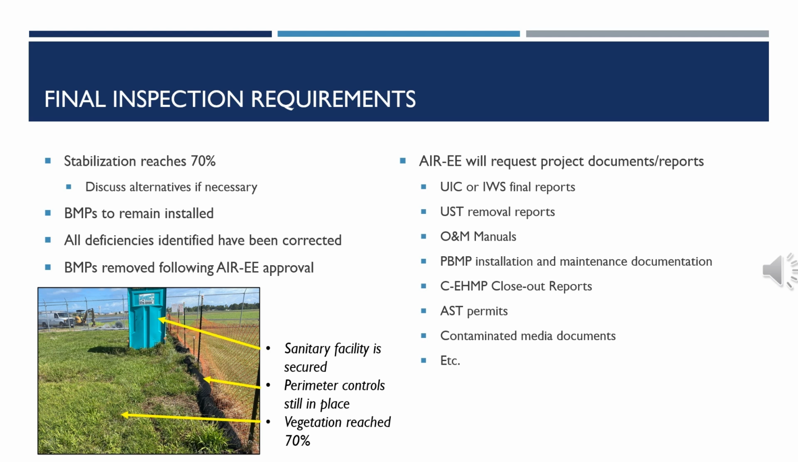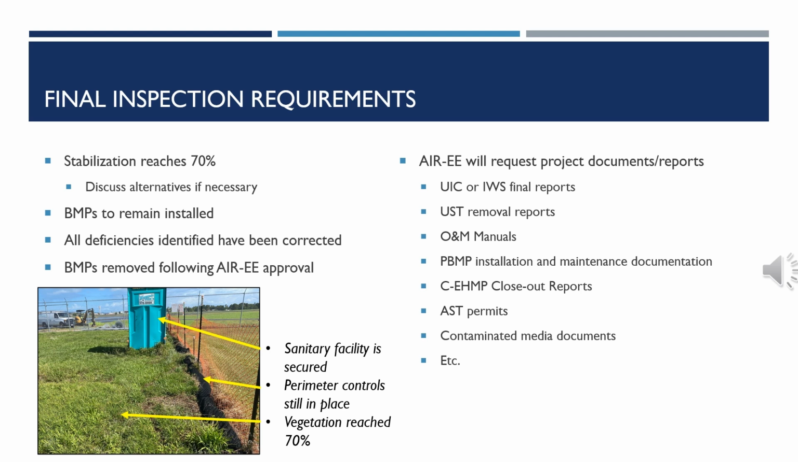If site conditions are infeasible for vegetation and vegetation was included as part of the final stabilization design, alternative final stabilization measures, such as rock or turf reinforcement, may be considered. Project teams should discuss with AIR EE if alternative stabilization measures are needed and present alternative measures for approval. All BMPs must remain installed per the SWIP or SSBMP plan, and all deficiencies identified during the final BMP inspection must be corrected before AIR EE approves the removal of BMPs.